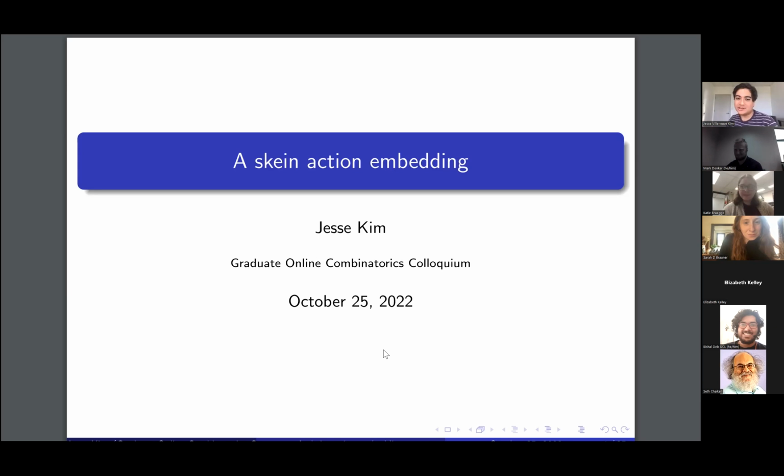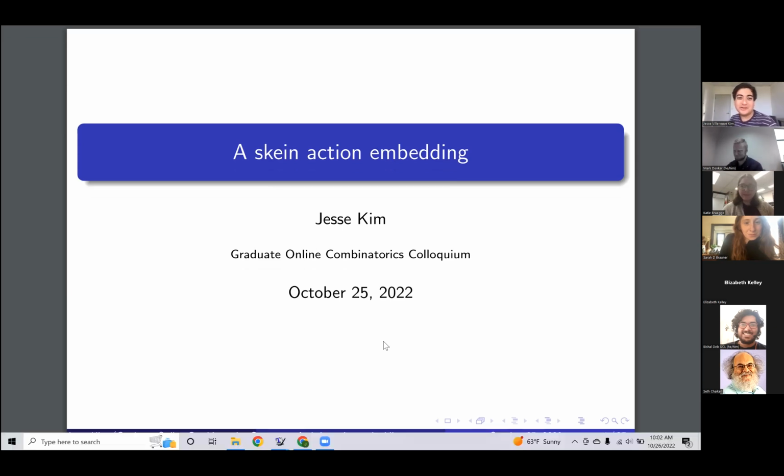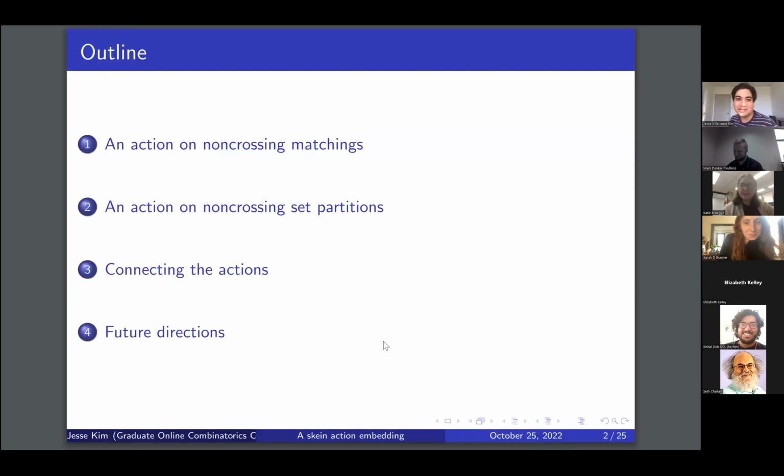And so first I'll be talking about two different actions. One will be a Skein action of the symmetric group on non-crossing matchings. The other will be a Skein action on non-crossing set partitions, and I'll tell you what all those mean. Then I'll talk about how to connect these two actions and why connecting these actions might be interesting, what the methods might lead to in the future.